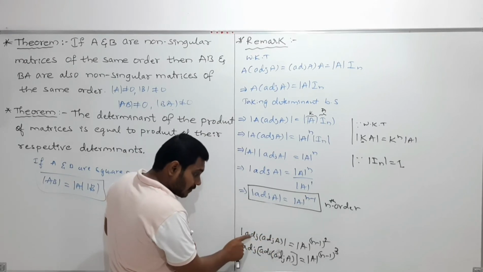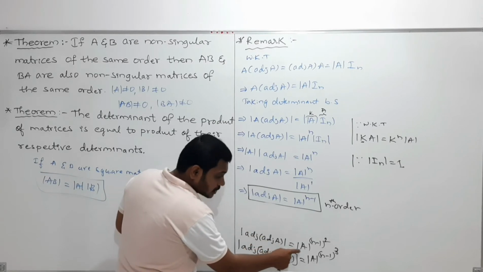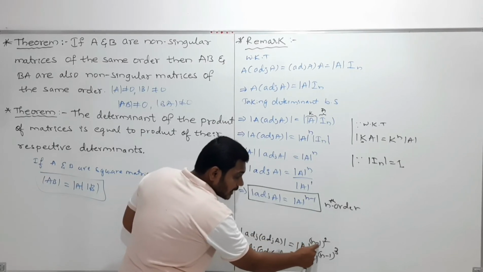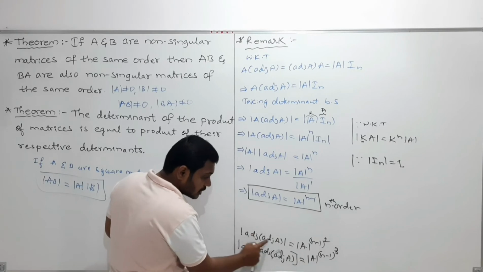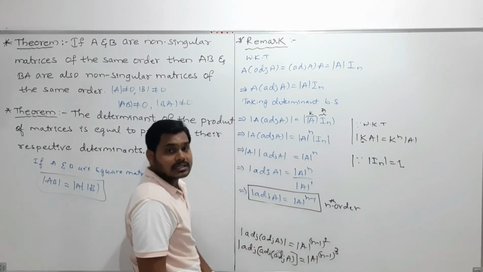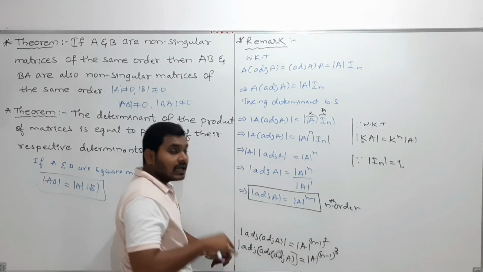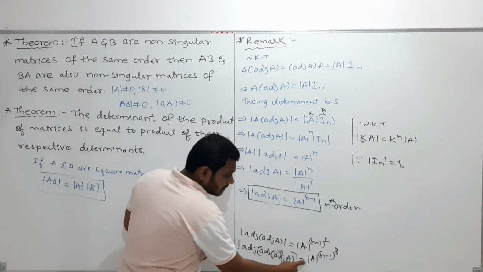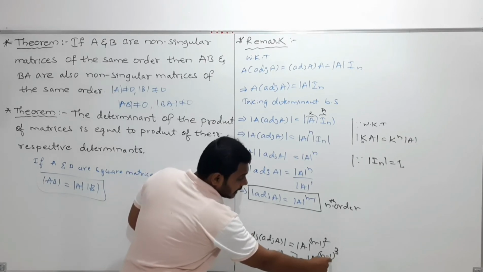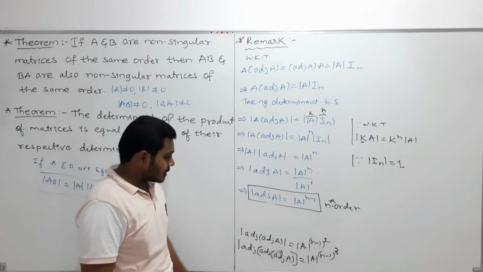And the determinant of adjoint of adjoint of A is equal to determinant of A whole to the power n minus 1 whole square, because two adjoints are there. So therefore n minus 1 whole square. If 1, 2, 3, if three adjoints are there, this can be written as determinant of A whole to the power n minus 1 whole cube. So like this you should remember.